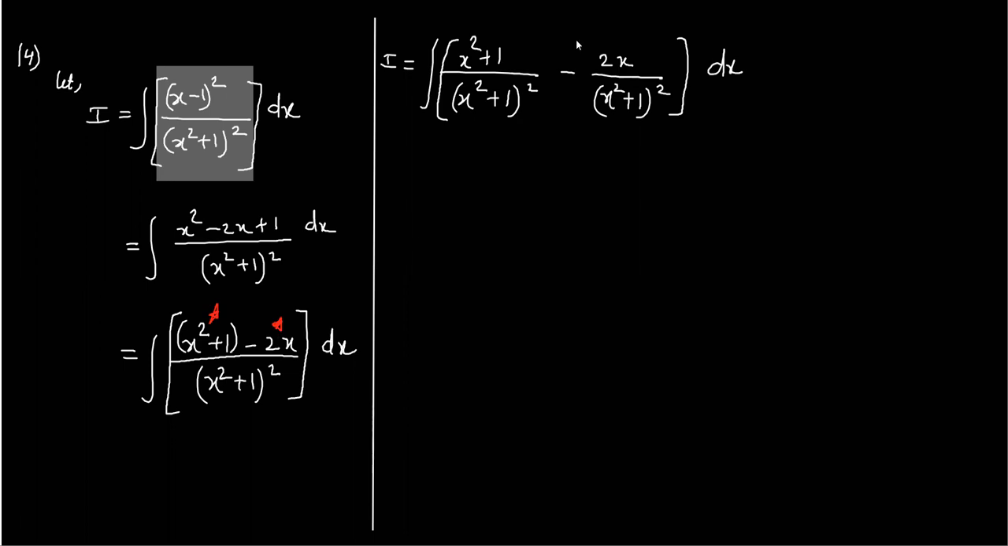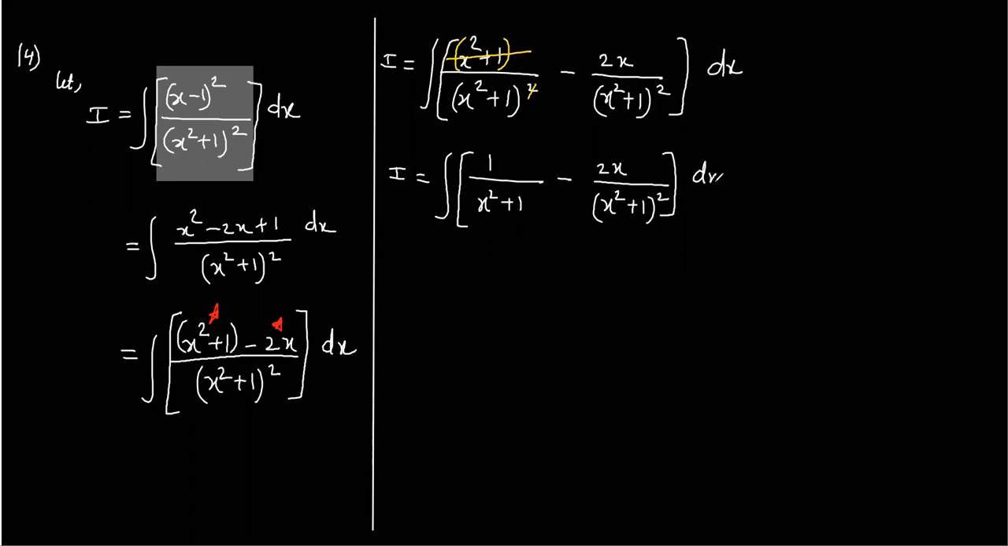So next step what will happen, students? Here you have x square plus 1, so it will cancel 1 power, because in the denominator you have a square, so 1 power gets cancelled. So in the next step I get I equals 1 upon x square plus 1 minus 2x upon x square plus 1 the whole square dx.